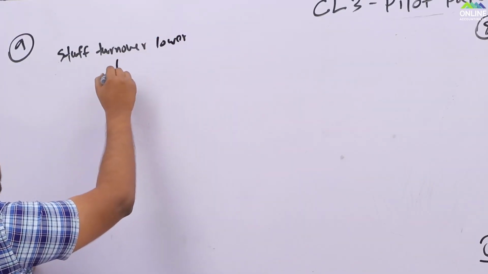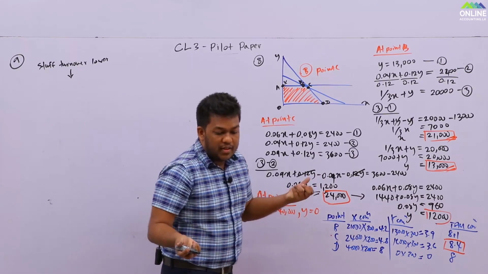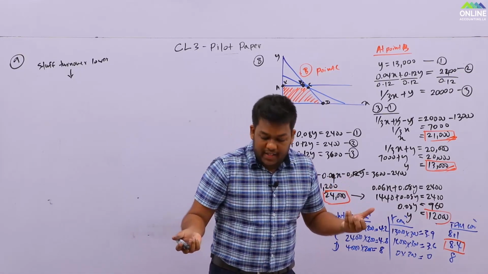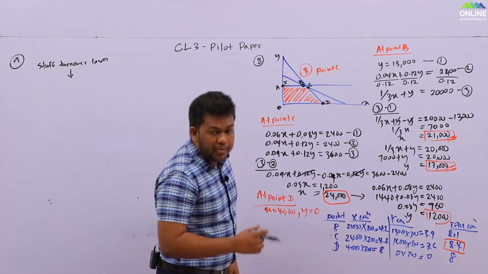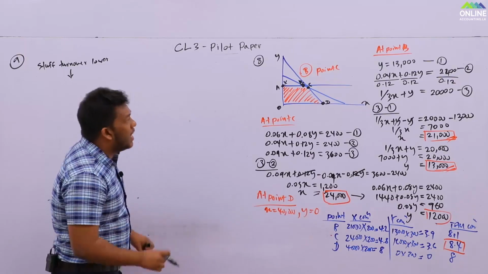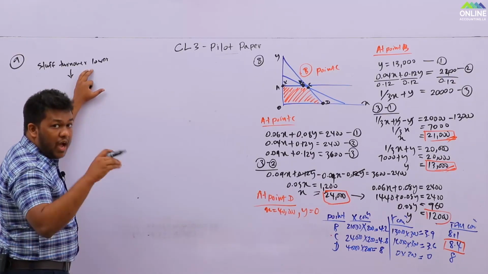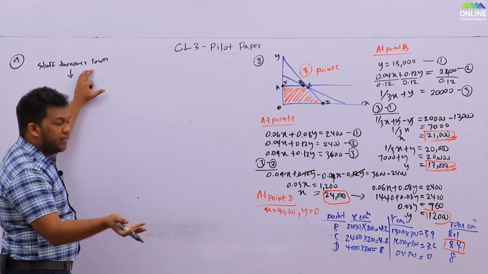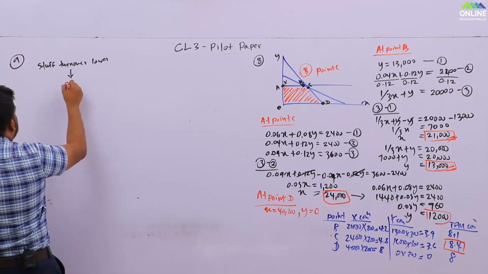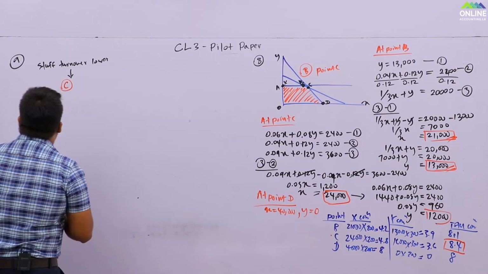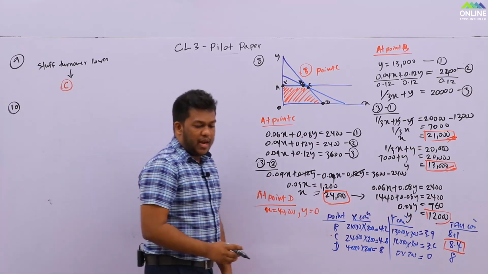Customers, financial, internal processes, you cannot have anything from this. Internal processes you cannot have, but learning and growth is there when staff turnover is lower. So the staff is learning, the growing is happening. So the answer should be C. This is just logical. You have to just think. Then the number 10.